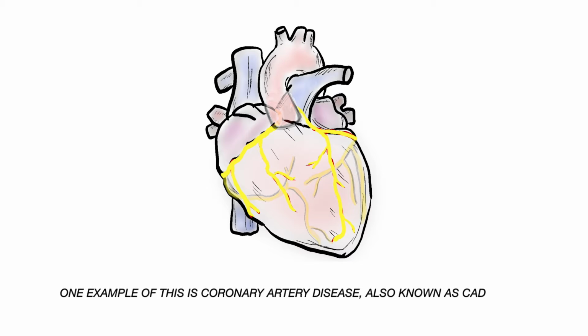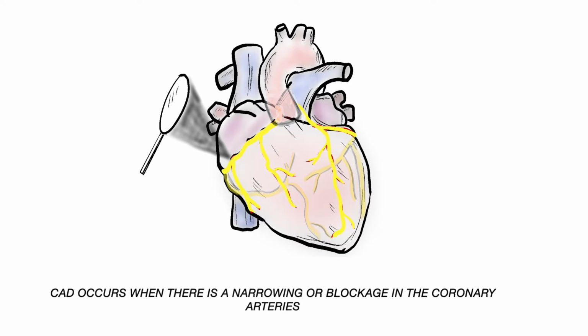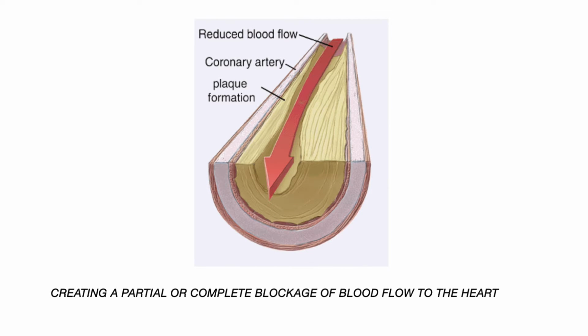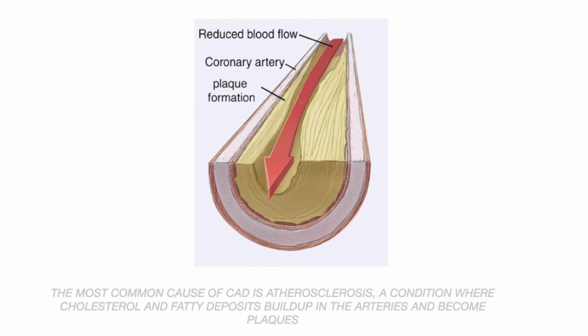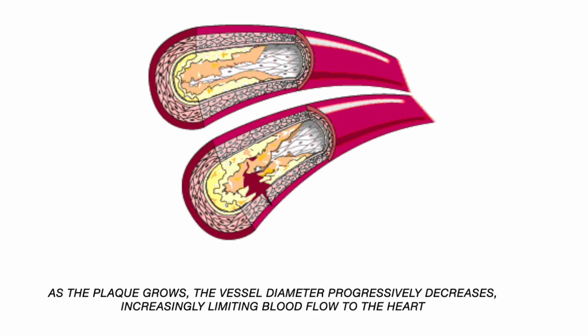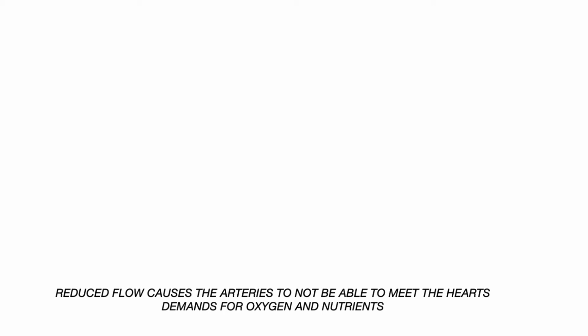One example of this is coronary artery disease, also known as CAD. CAD occurs when there is a narrowing or blockage in the coronary arteries, creating a partial or complete blockage of blood flow to the heart. The most common cause of CAD is atherosclerosis, a condition where cholesterol and fatty deposits build up in the arteries and become plaques. As the plaque grows, the vessel diameter progressively decreases, increasingly limiting blood flow to the heart.